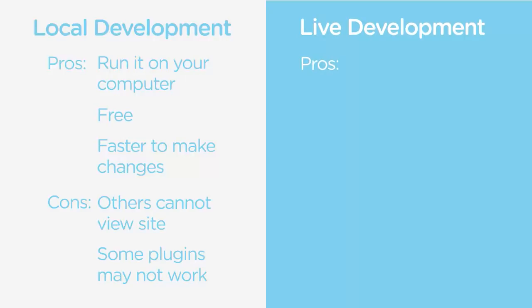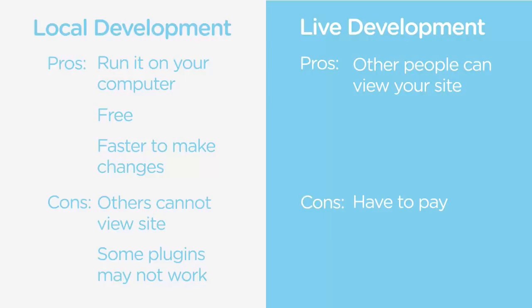For live development, the pros are that other people can view your site. And the cons are that you have to pay for hosting, and it can take a little bit longer to do updates. Again, this applies a little bit more to coders, but average users will notice a difference as well. Finally, you have to have an internet connection to be able to work on a live WordPress site.